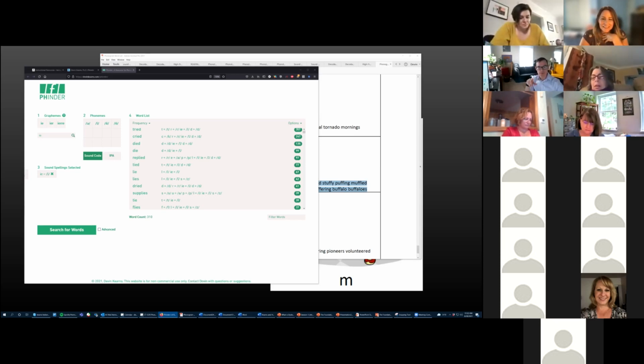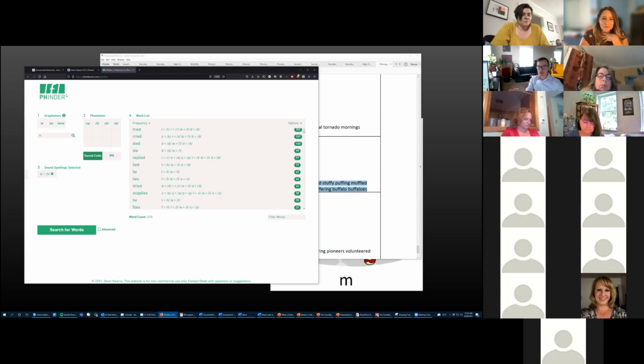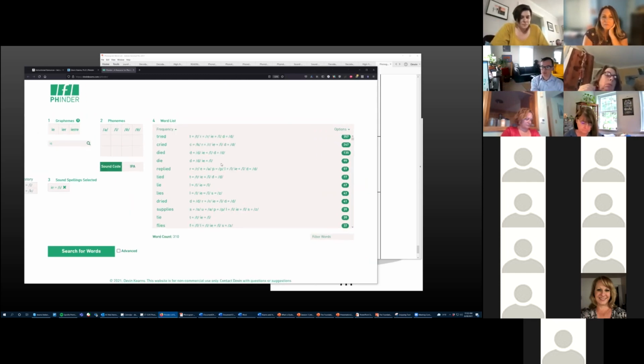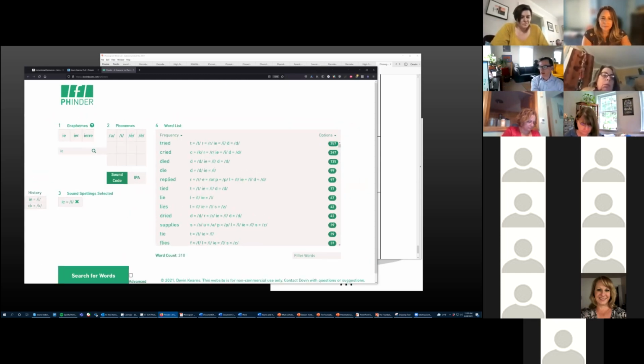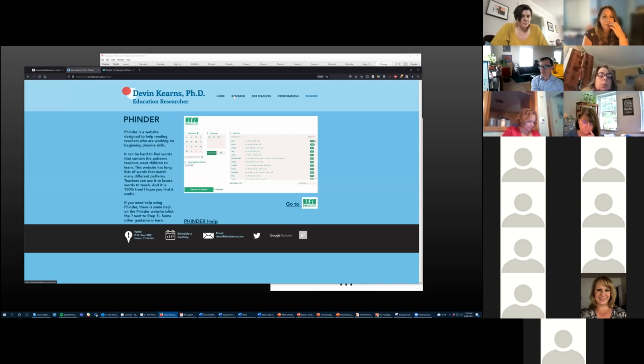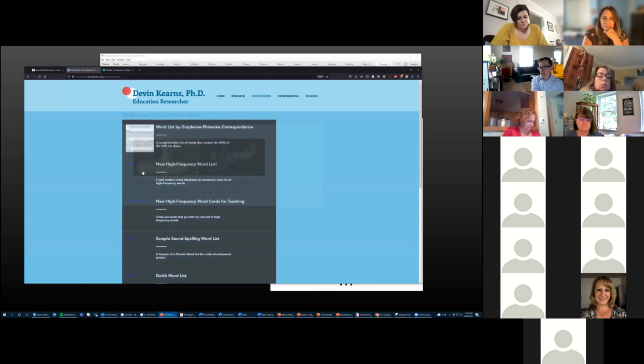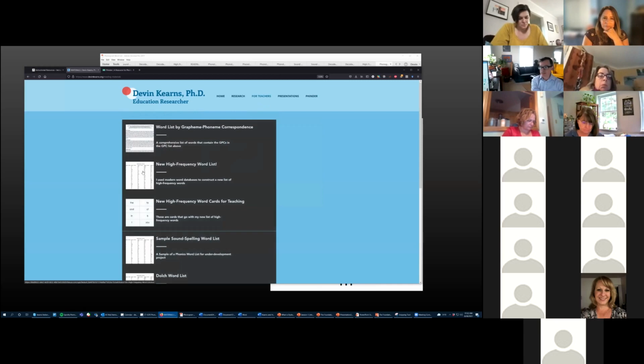So this is the paper where we looked at programs and how many polysyllabic and polymorphemic words there are. In any case, people really like Finder because it's an easy resource to find lessons or words for lessons. If you want to learn more about other research I've done, there's also stuff for teachers on there. I made a high frequency word list, which is also in the Texas lessons. You can download it from my website too.